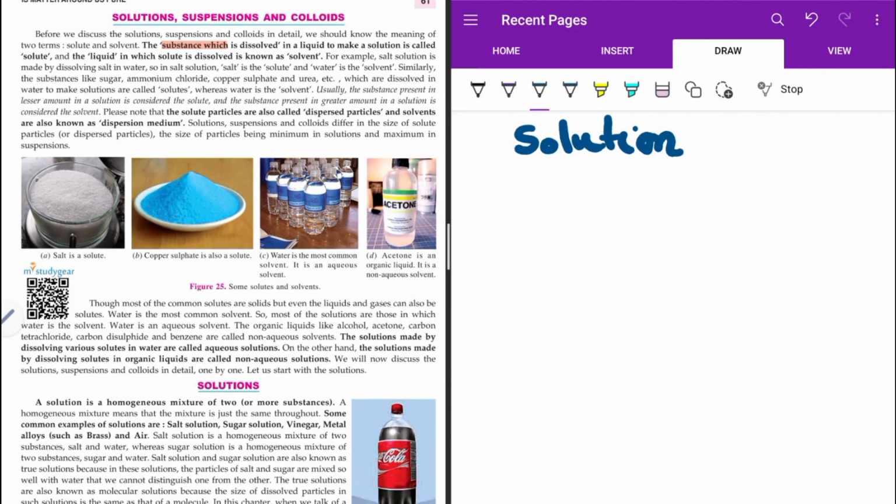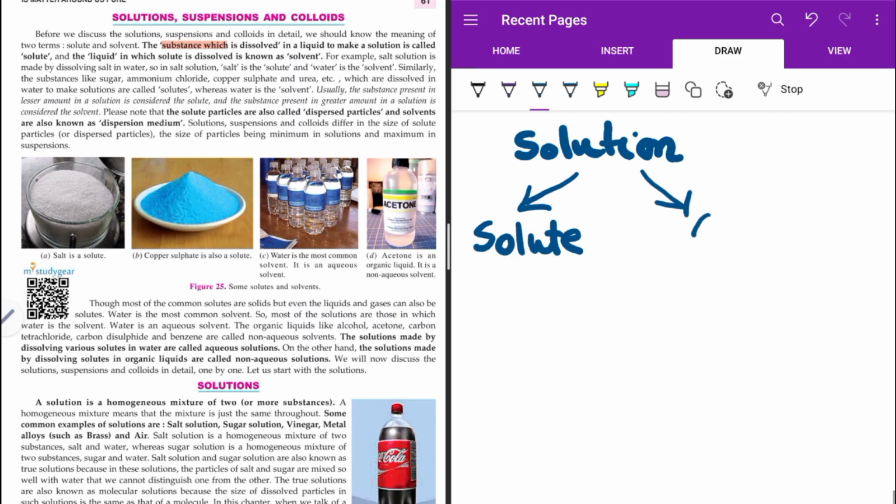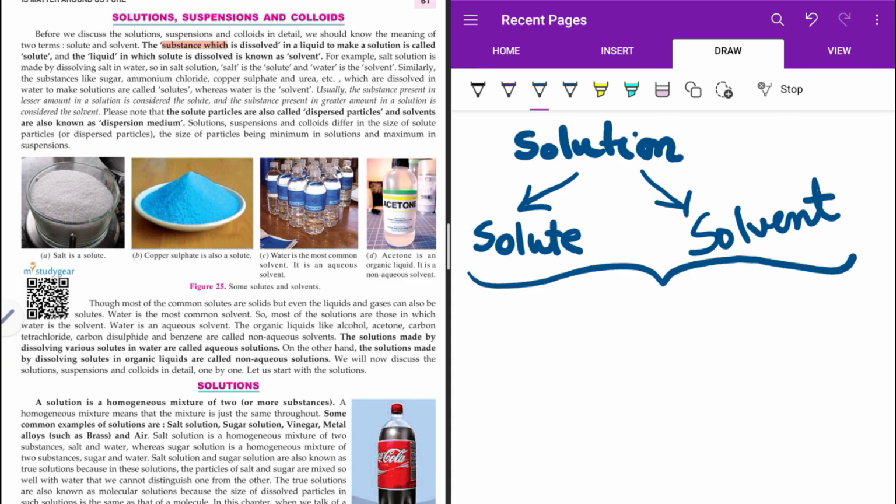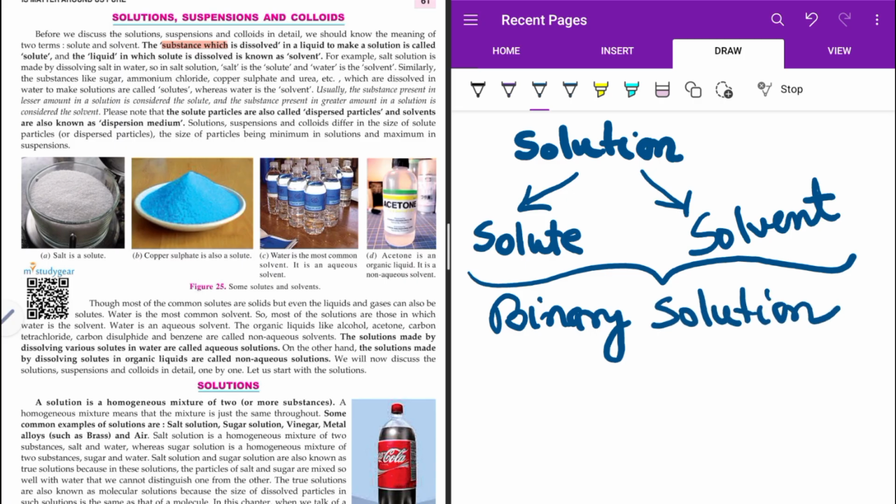So, a solution contains two components. One is the solute and the other is the solvent. Now keep in mind that if there are two components in a solution, such a solution is known as a binary solution. Why binary solution? Bi means two, and binary actually means two components. So it is known as a binary solution.